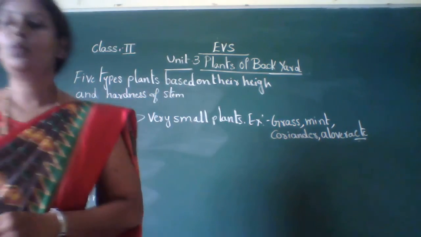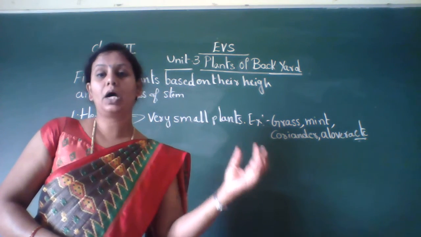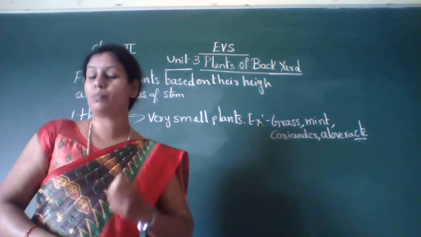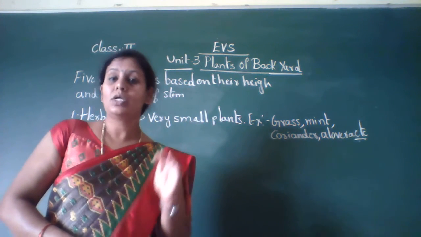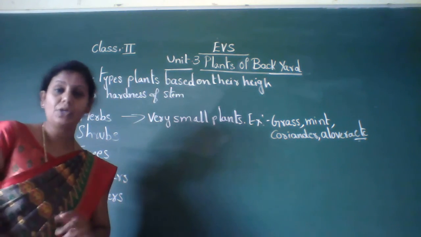Herbs means very small plants. Grass, mint, coriander, aloe vera. So look at the size of these plants. They are very small. So that's why very small plants are called herbs. Understood?